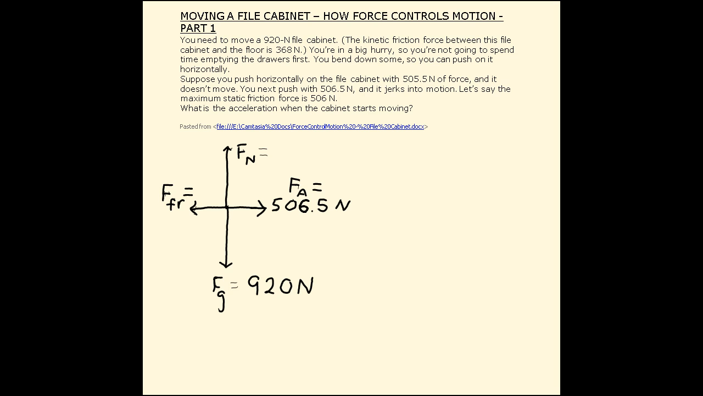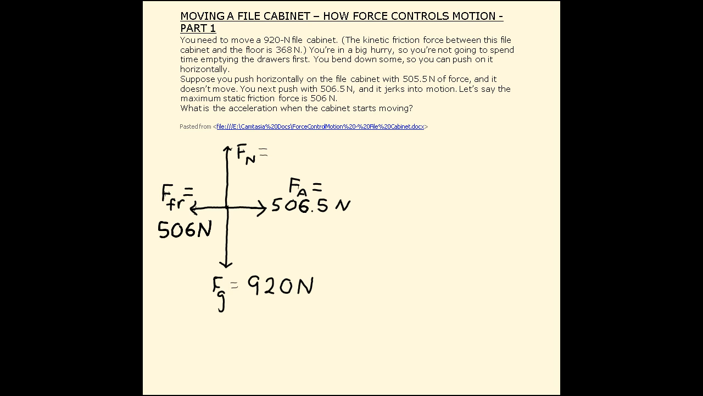So when the cabinet starts moving, we've got 920 newtons of force pulling downward because of gravity, and 506.5 newtons of force pushing horizontally, because that's what you are applying. If the maximum static friction force is 506 newtons, then at the moment that the cabinet starts moving, that's how much friction force you have.